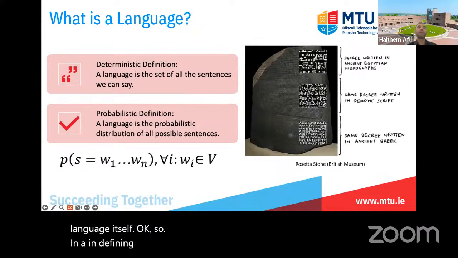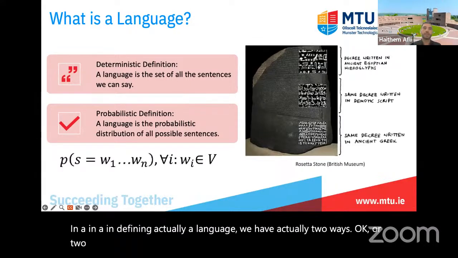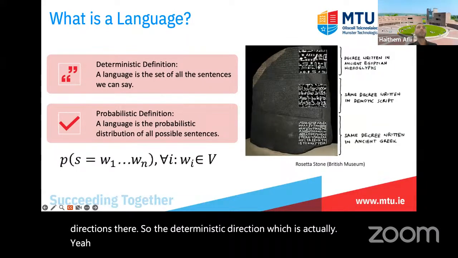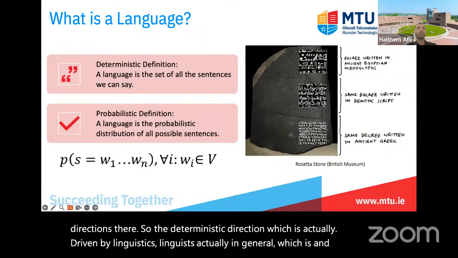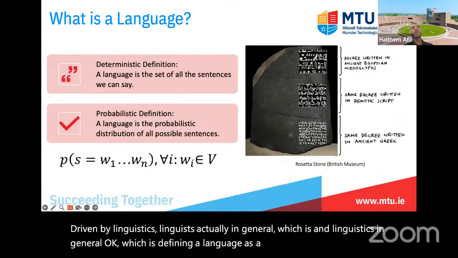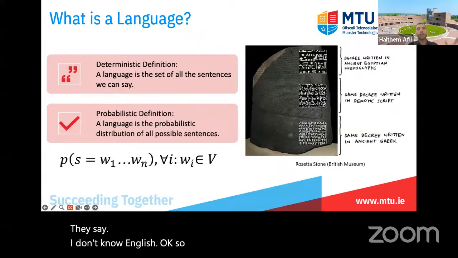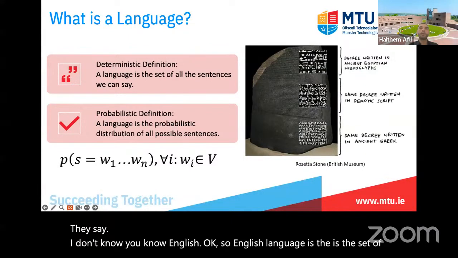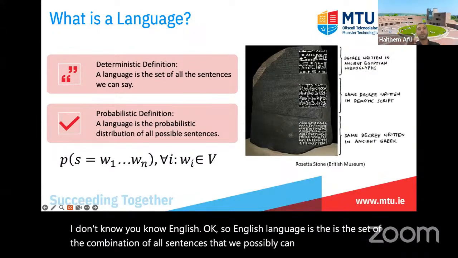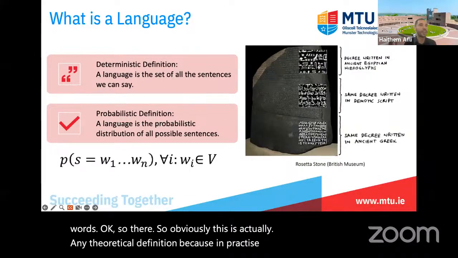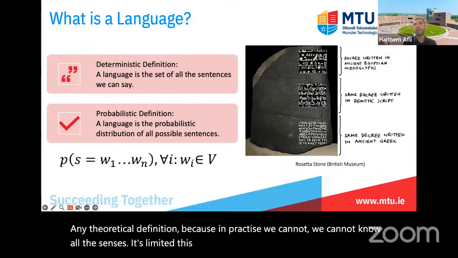In defining a language, we have two directions. First, the deterministic direction, driven by linguistics in general, which defines a language as the set of all sentences that we can say. Let's say English: the English language is the set, or the combination, of all sentences that we possibly can say using English words. Obviously this is a very theoretical definition, because in practice we cannot know all these sentences. This set is nearly unlimited.